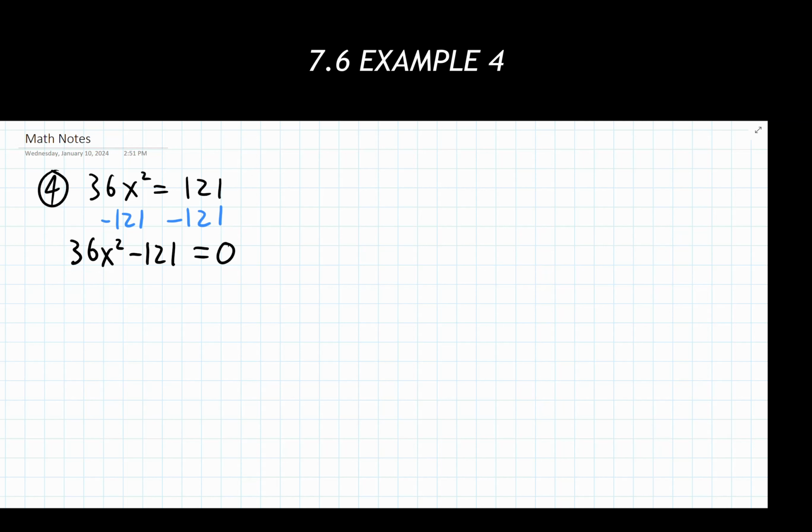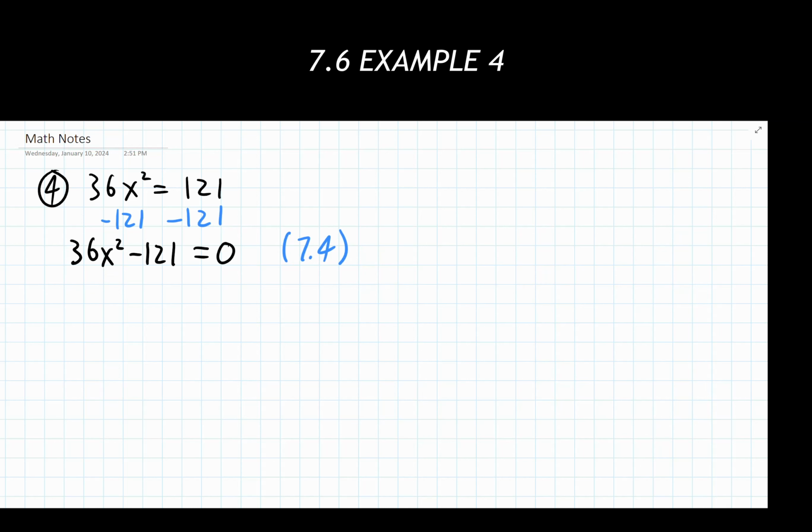121, is that a perfect square? We can try taking the square root of that off to the side. If you need to use a calculator for that, you're welcome to do so. But 121 is a perfect square. It's the same as saying 11 squared. So this thing is actually the difference of squares. This is going to be, therefore, a 7.4 problem.